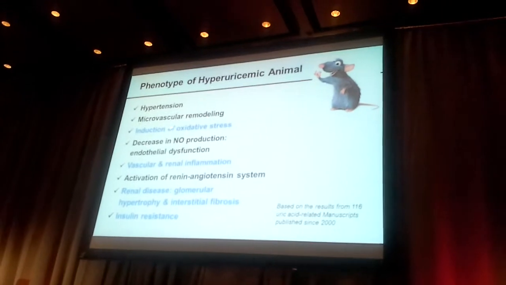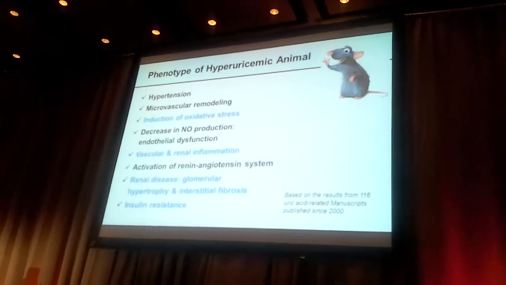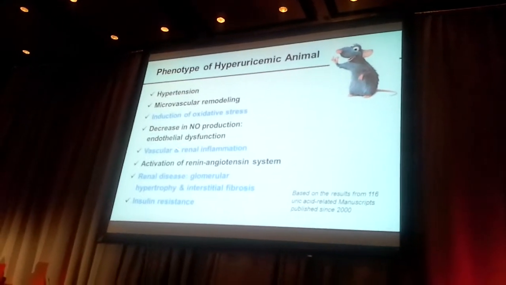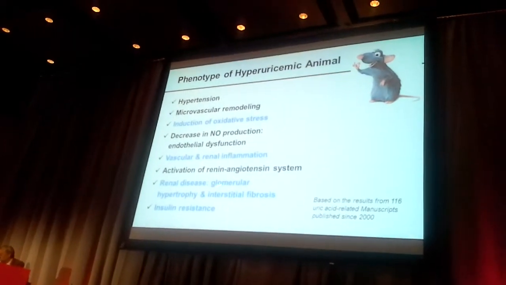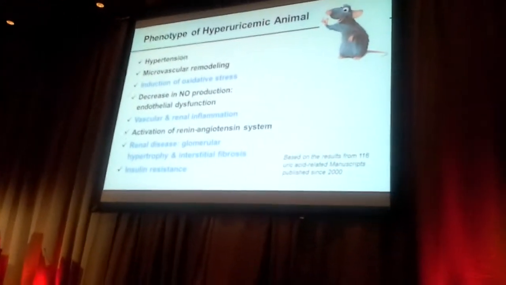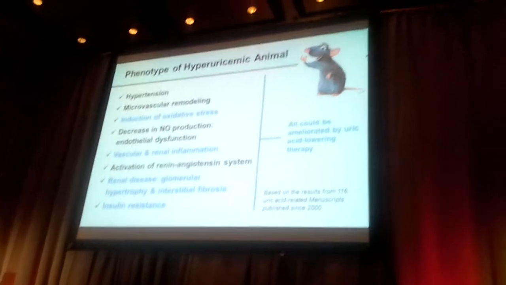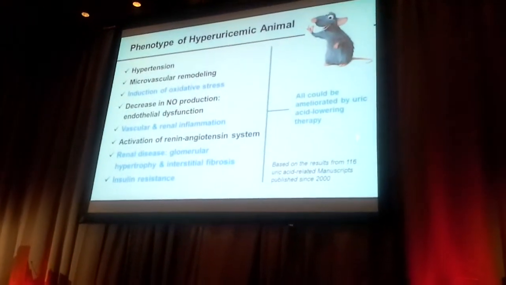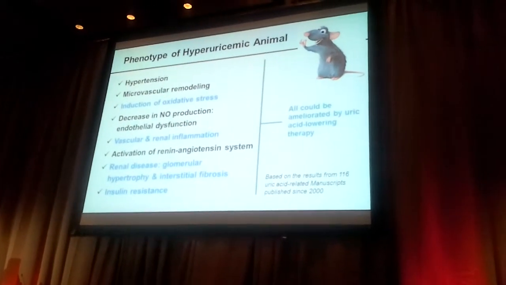And there is some evidence of induction of oxidative stress and decreased nitric oxide production. We can also see vascular and renal inflammation with activation of the renin-angiotensin system. The rats actually developed kidney disease and showed some evidence of insulin resistance. And very interestingly, all of these findings could be alleviated by uric acid lowering therapy, including xanthine oxidase inhibitor or uricosuric agent.